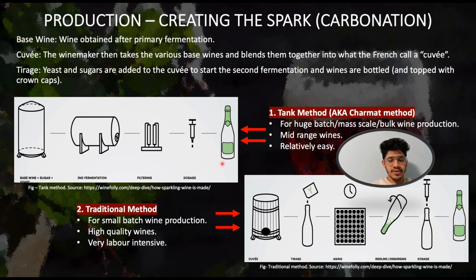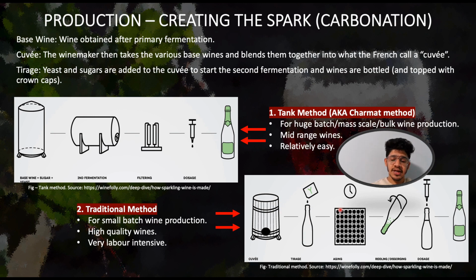The second method is the traditional method. What happens in the traditional method is that the winemaker will first form the cuvee by blending various base wines. To these base wines, yeast and sugars are added. But before that, the cuvee is transferred into a bottle and the yeast and sugar is directly added into the bottle. If you compare this and this method, here the yeast and sugar was added into the tank, but here there is no role of tank. The yeast and sugar is directly added to the bottle. Now these bottles are locked and kept for aging. During the aging process, the secondary fermentation takes place.